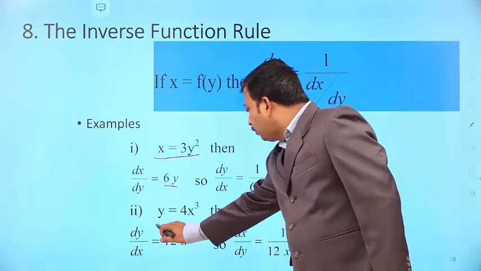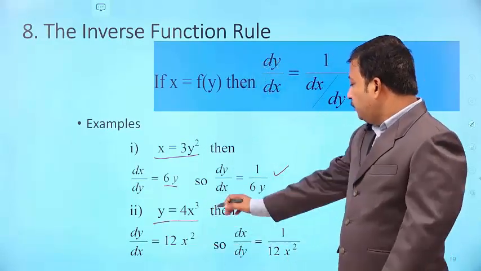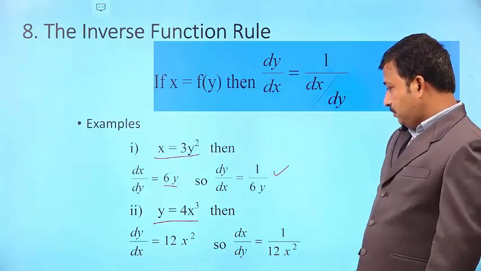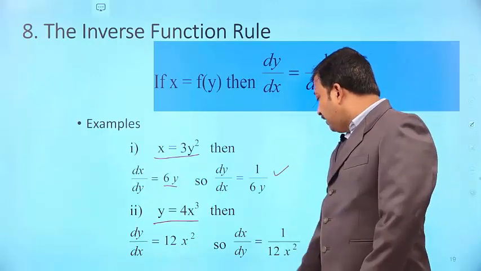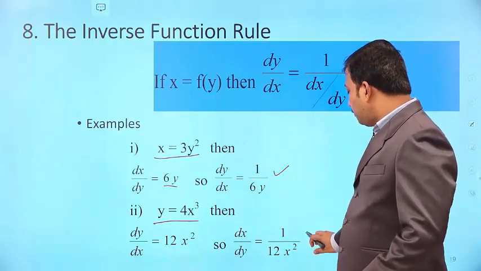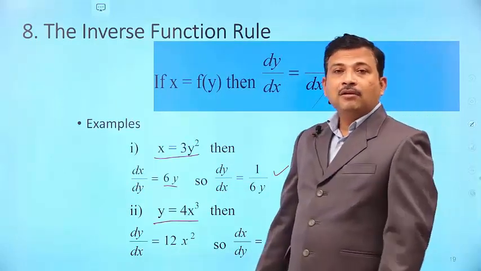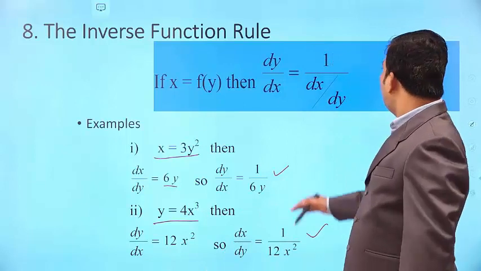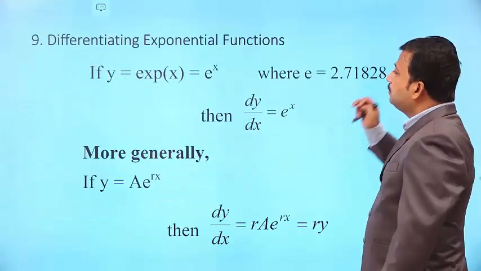Right? If y equal to 4x cube, then dy by dx equal to how much? 12x square. And if you want to find dx by dy, you need not do it once more. You need not convert x to y. Directly you can reciprocate it. 1 by 12x square. Right? That is your reciprocal rule.